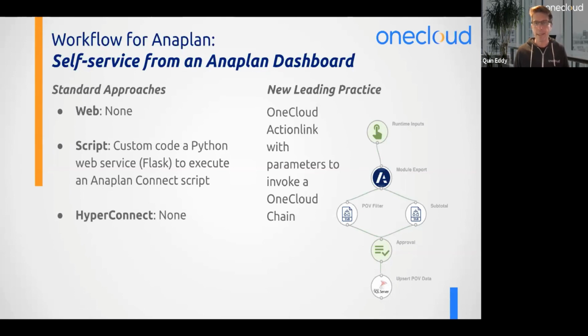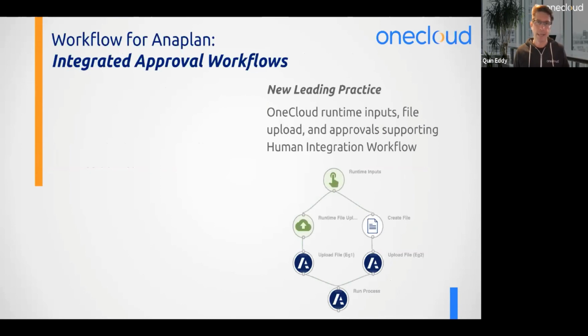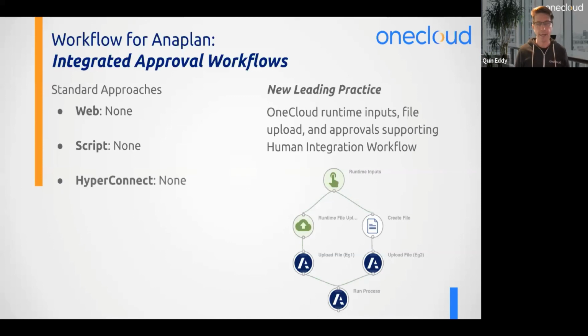So that's that. And then the last one is integrated approval workflows. The idea also here is the ability to have runtime input, so you could provide your own inputs into the chain, as well as even upload your own file so that the OneCloud chain can leverage that. So maybe you want to collect files from different geographic regions and have them uploaded to Anaplan. You could use OneCloud to do that. So the standard approach is none, none, and none at this point.